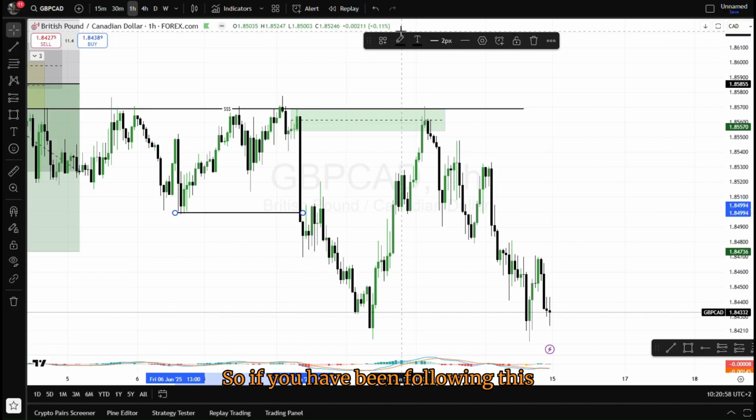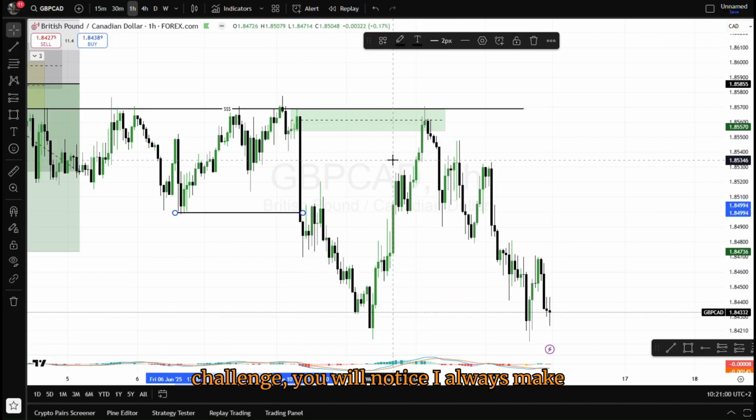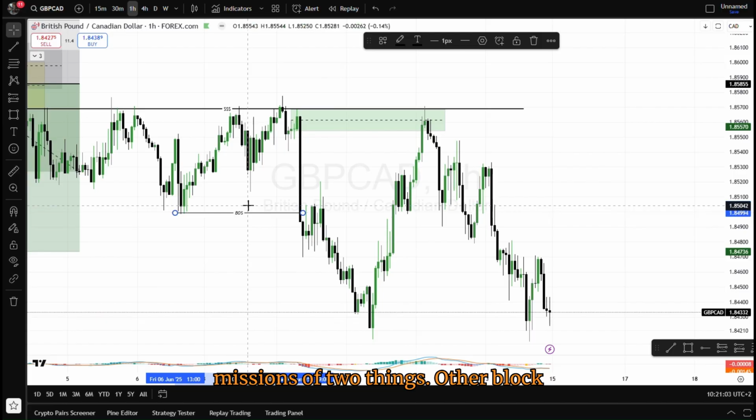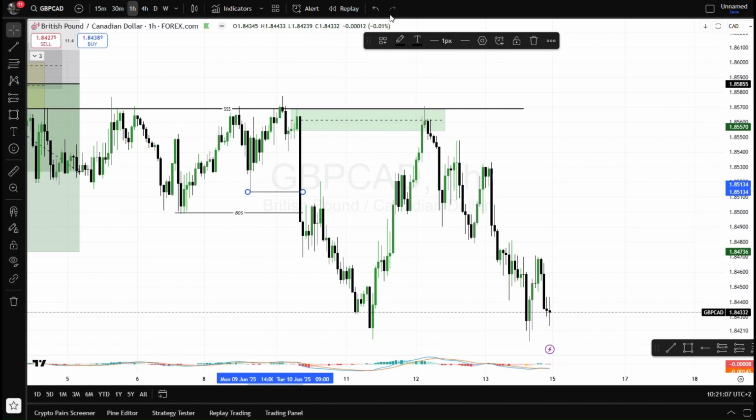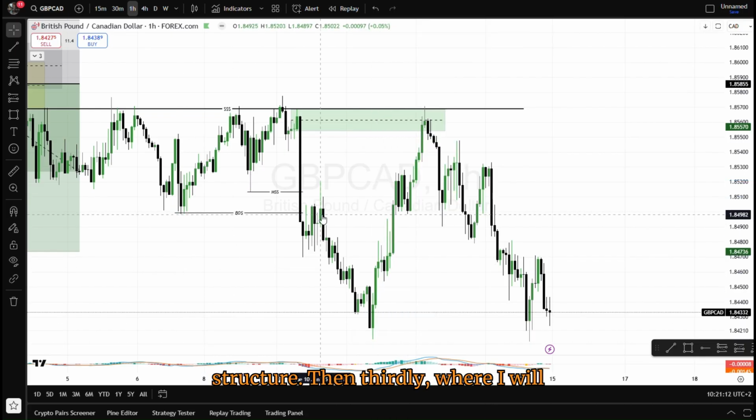If you have been following this channel, you will notice I always make mention of two things: order block and change of character. We have this change of character right here, MMS, market structure shift. We have this breakout structure.